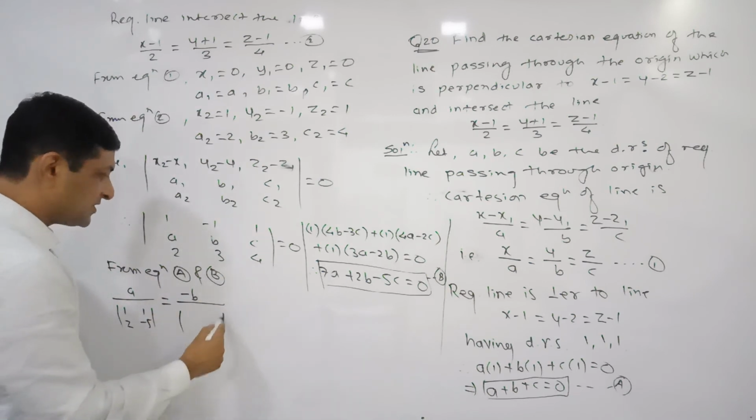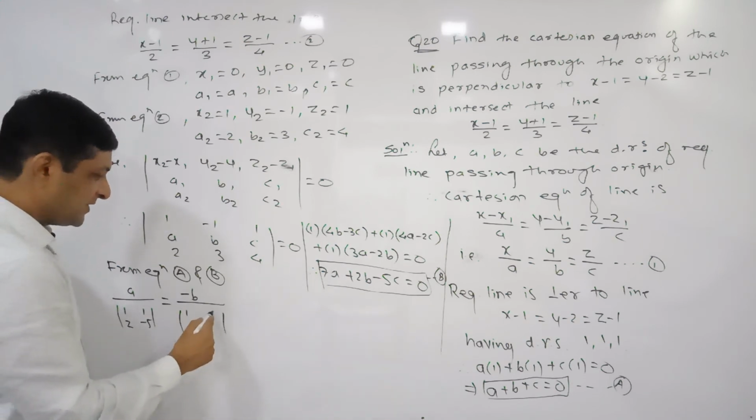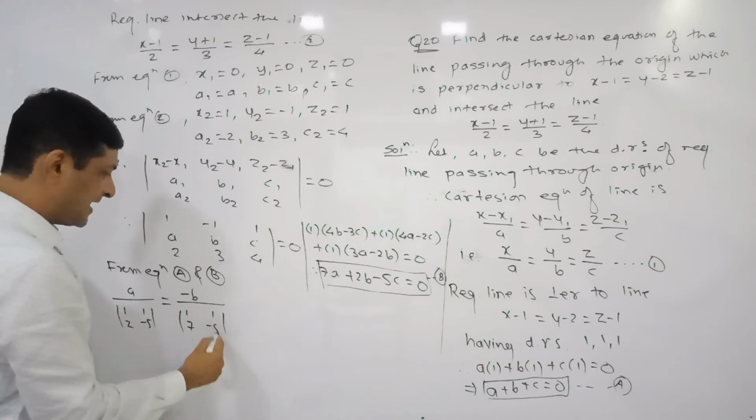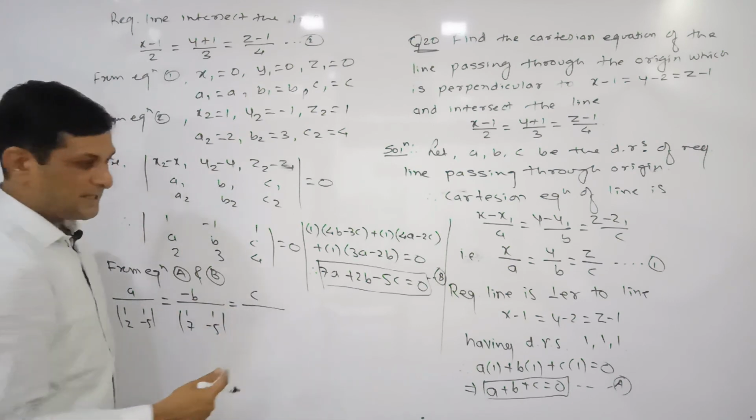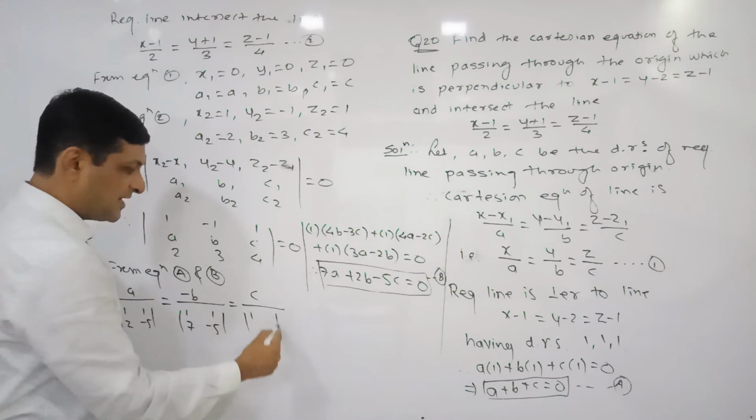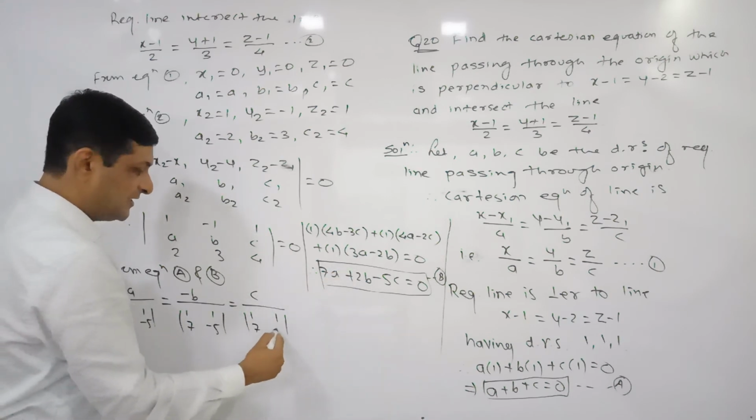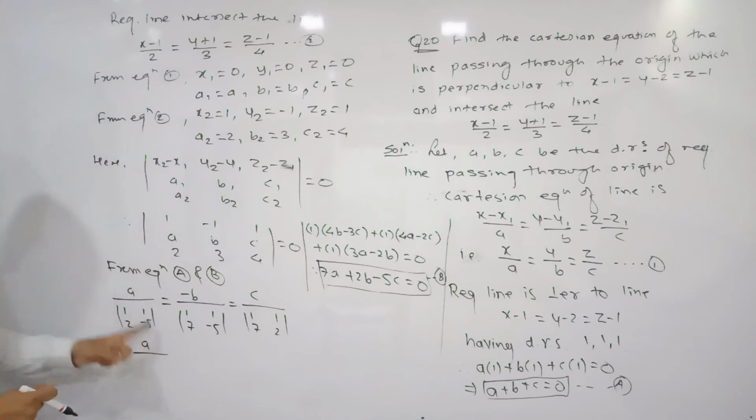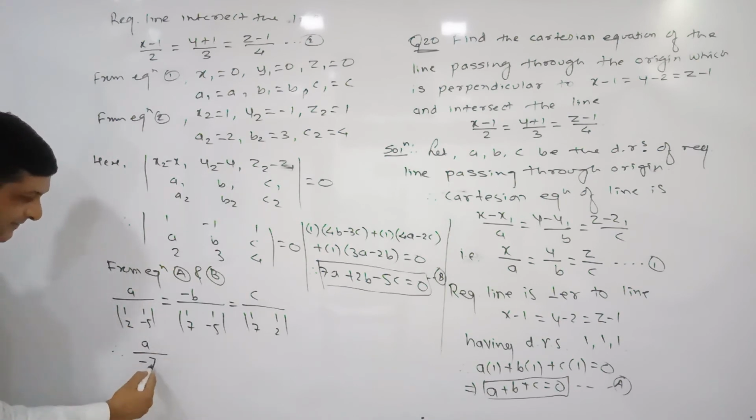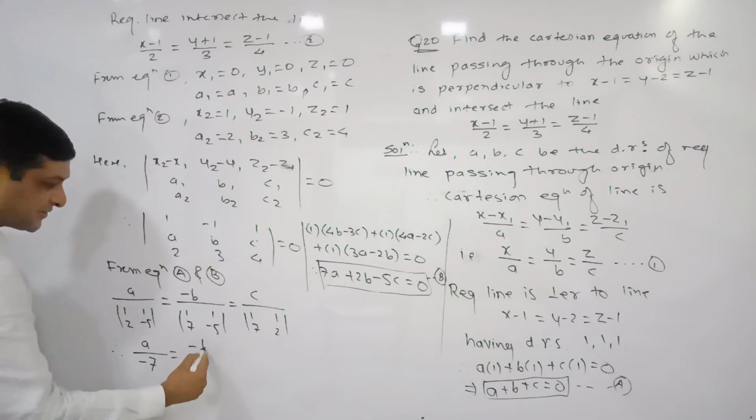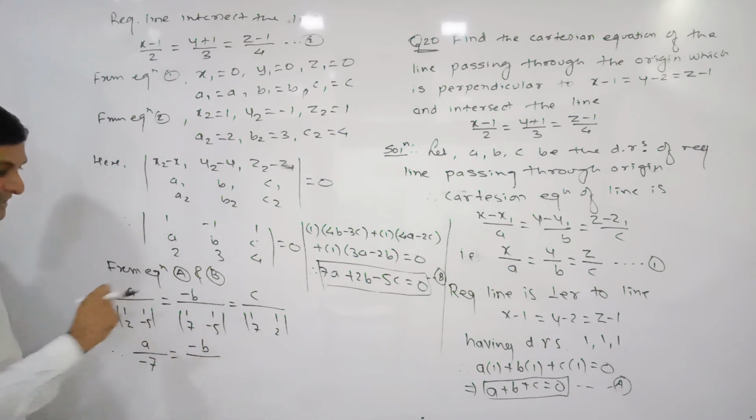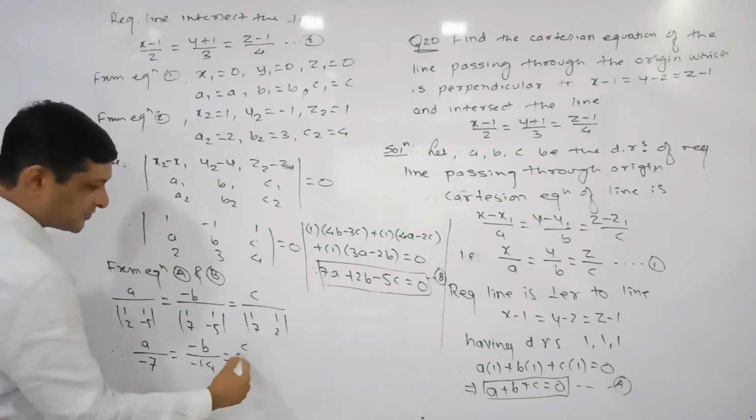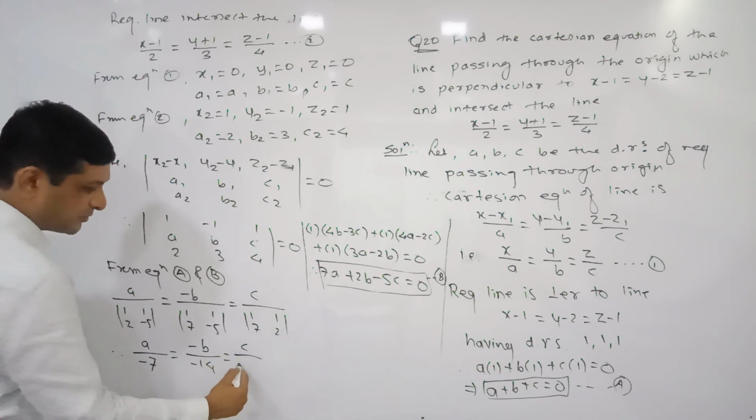Now delete the coefficients of b here. The coefficient of a is 1, c is also 1, and here 7 and minus 5 are the coefficients. Equal to c upon, then the coefficients of a and b are 1, 1, and here the coefficients are 7, 2. Let us simplify it. So a upon minus 5 minus 2, which is minus 7, is equal to minus b upon minus 5 minus 7, which is minus 14, is equal to c upon 2 minus 7, which is minus 5.